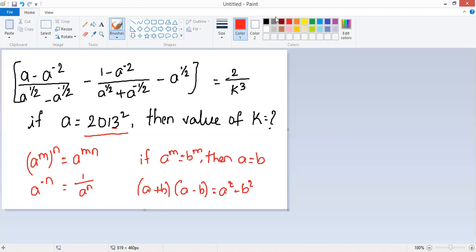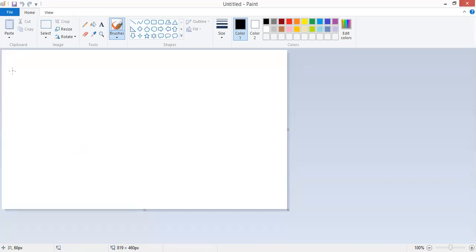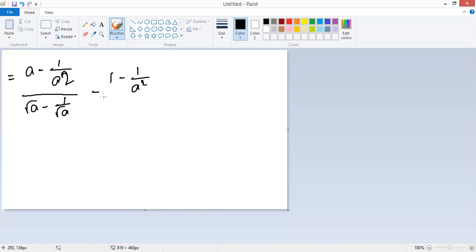In this, first I'm considering the LHS part. That is equal to a minus 1 by a square, because a power minus 2 is equal to 1 by a power 2, by a power 1 by 2 can be written as root a minus 1 by root a, minus 1 minus 1 by a square, by root a plus 1 by root a, minus a power 1 by 2 is root a. This is the LHS part I consider.